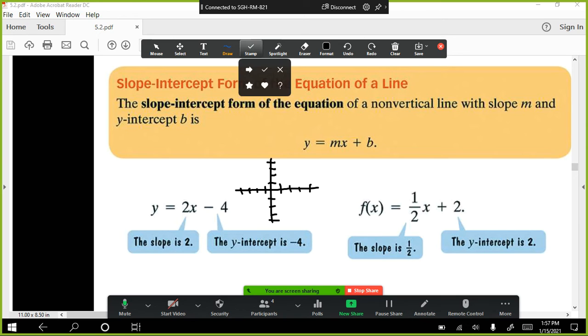the way I would graph that line is I start with the y-intercept. So I know it crosses that y-axis at -4. So I'm going to go down to -4 on the y-axis.